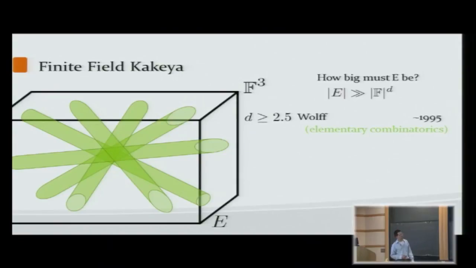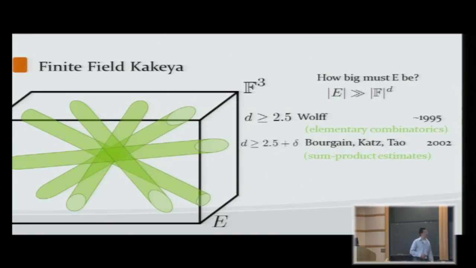There was a series of improvements on this. Wolff proved 2.5 in the mid-90s. He proved the same thing in the Euclidean case. Then Bourgain, Katz, and Tao, three rather sharp guys, got some tiny improvement. This is actually where they introduced the sum product estimate. It was one of their motivations for proving the sum product estimate in the first place. Then Dvir in 2008 came up with a method that proved the full thing, dimension equal to 3, in a much simpler way than the previous methods. So far, this hasn't translated to the Euclidean case.